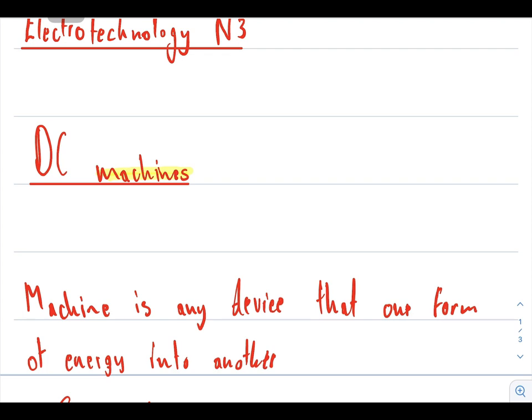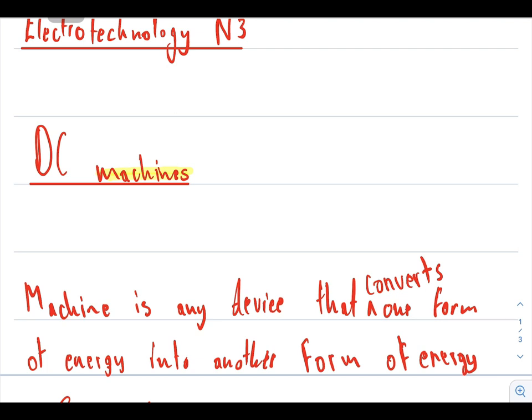Imagine, guys, a machine is any device that converts one form of energy into another form of energy. If we say an electromagnetic machine, it's very broad. For example, anything that can convert one form of energy into another. For example, a steam engine: we can say it is a machine because it converts heat energy into mechanical energy.